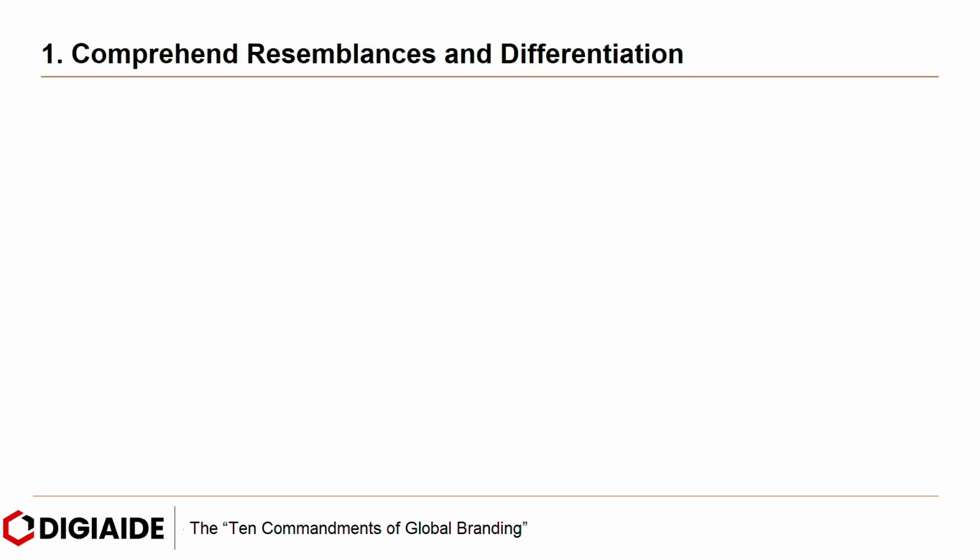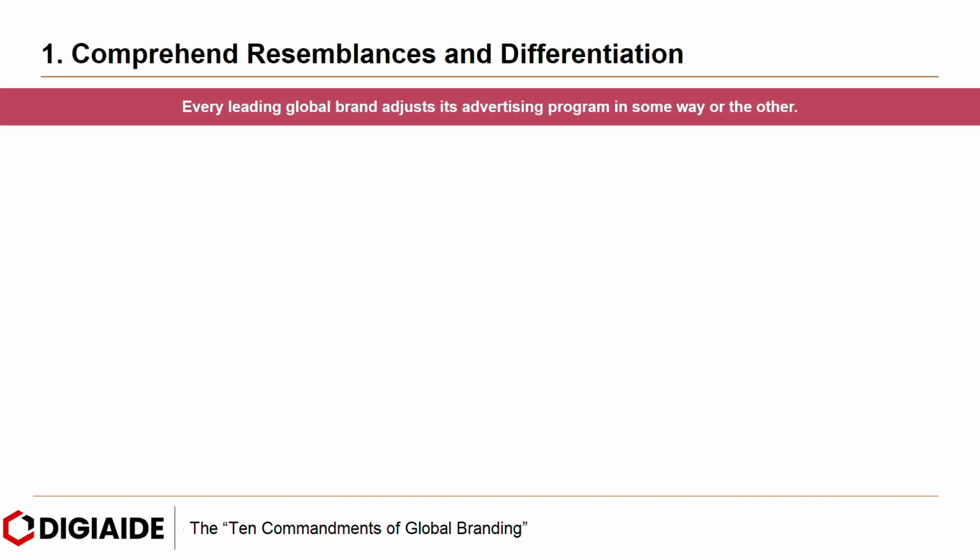Now let's look at each one of them briefly along with examples, starting with the first one, that is, comprehend resemblances and differentiation. Every leading global brand adjusts its advertising program in some way or the other.